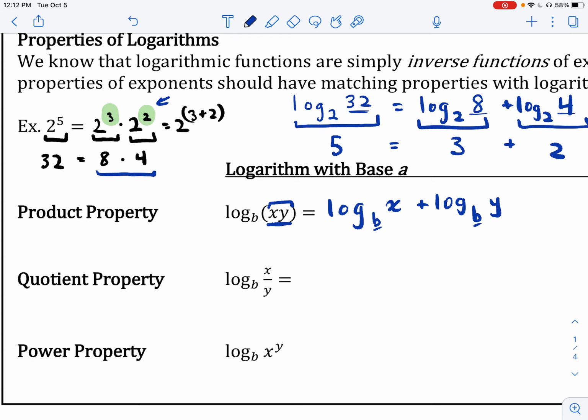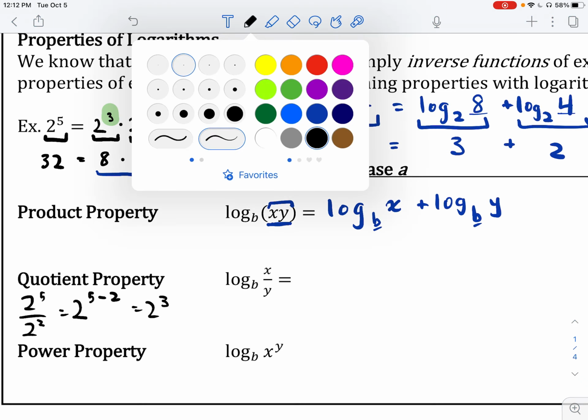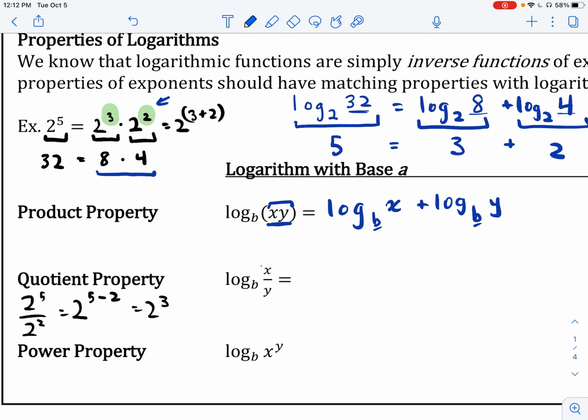We know that, for example, with the quotient property, if we said 2 to the 5th divided by 2 squared, well, the quotient property for exponents says that that is equivalent to 2 to the 5th minus 2, which is 2 cubed. So for the logarithmic property, we would say if our argument is the quotient of two numbers, then we can rewrite this as log base b of x minus log base b of y.